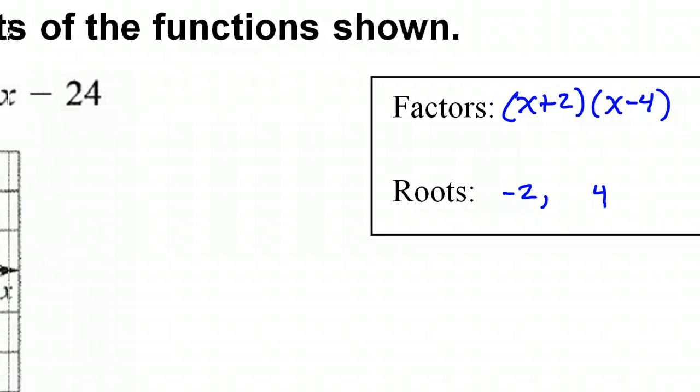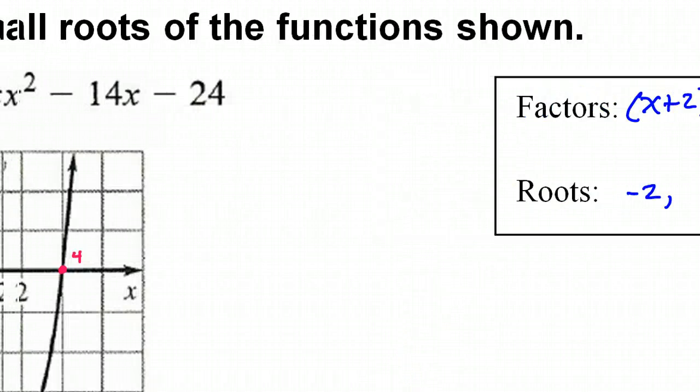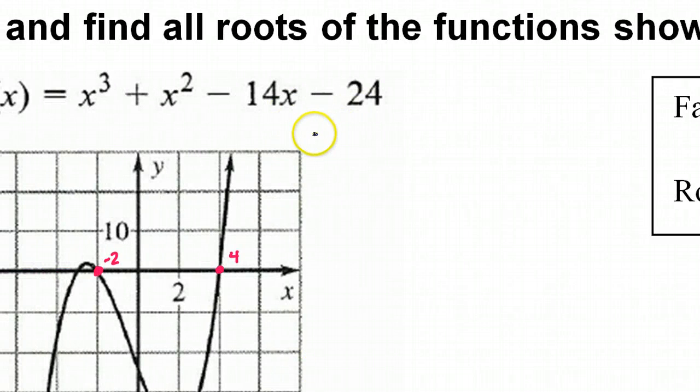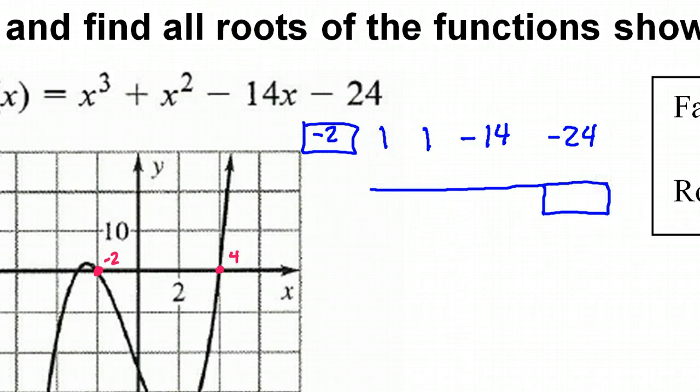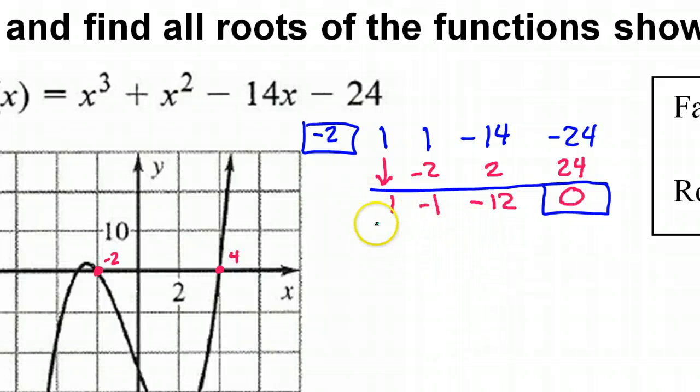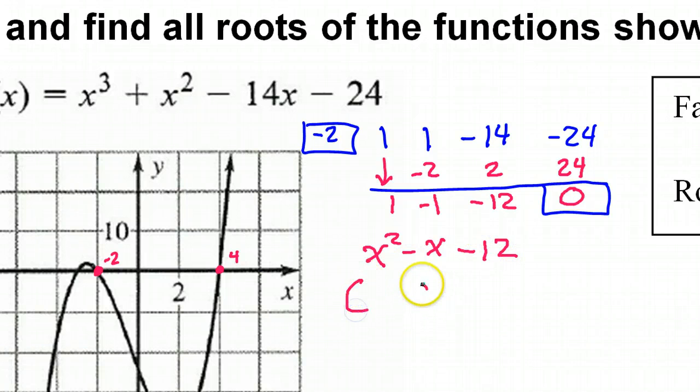All right, so let's go ahead and use the zeros that we have. So I'm going to use the negative 2 for sure. So here we go. So we've got this negative 2, and then the coefficients are 1, 1, negative 14, and negative 24. Okay. All right, so that's going to be negative 2, negative 1, positive 2, negative 12, positive 24, and of course 0. Okay, so now it's time to factor this. So putting the variables back in, this is x squared minus x minus 12. And we should be able to factor this pretty easily.